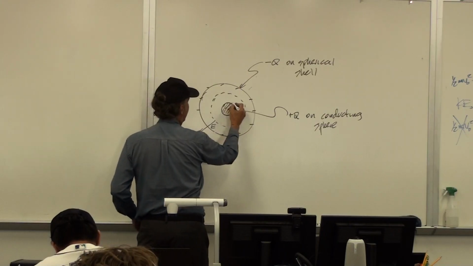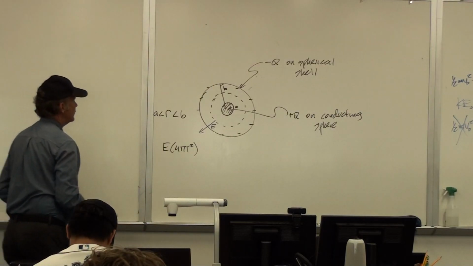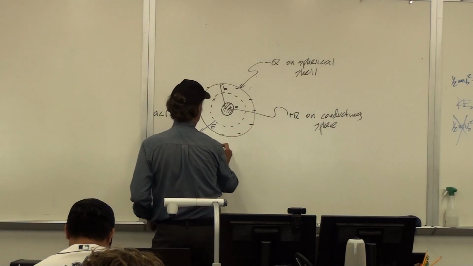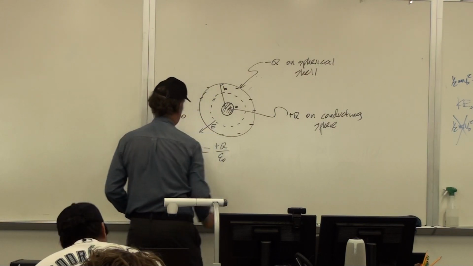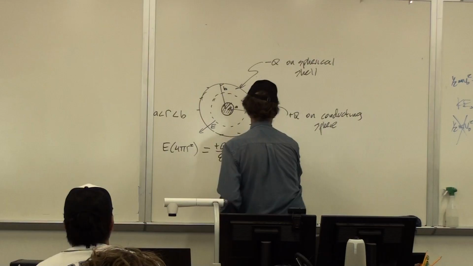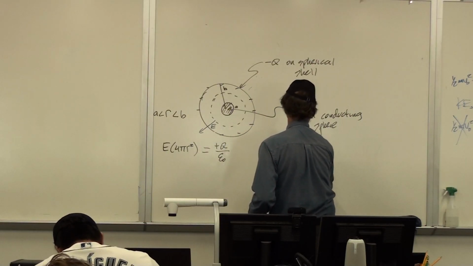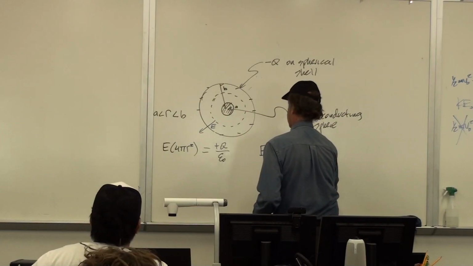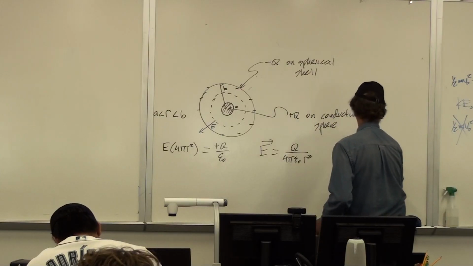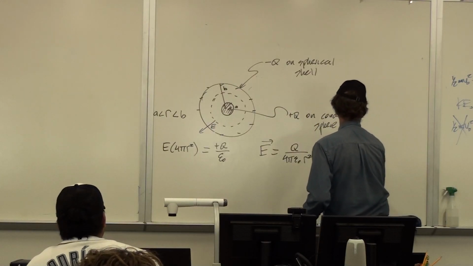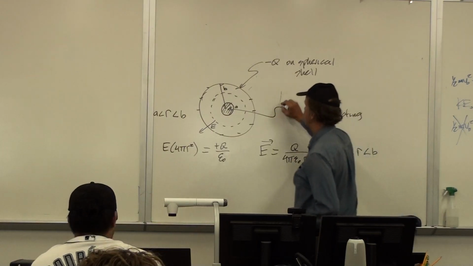a. So this is a, this is b. E times 4 pi r squared equals the charge enclosed, which would be plus q over epsilon naught. So this gives us our normal E equals kq, or q over 4 pi epsilon naught r squared. But this is just for r less than b and greater than a. What's the electric field out here?